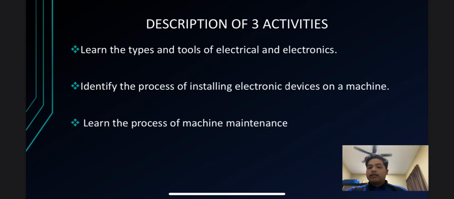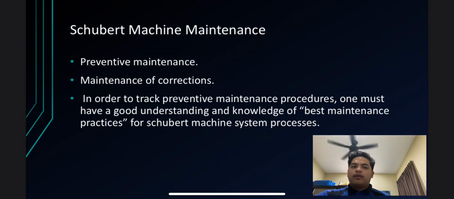The next one is description of 3 activities. The first one, learn the types and tools of electrical and electronic. Second one, identify the process of installing electronic devices on the machine. Third, learn the process of machine maintenance. The first one I do is scuba machine maintenance. My machine is called a scuba machine. The first one is preventive maintenance.